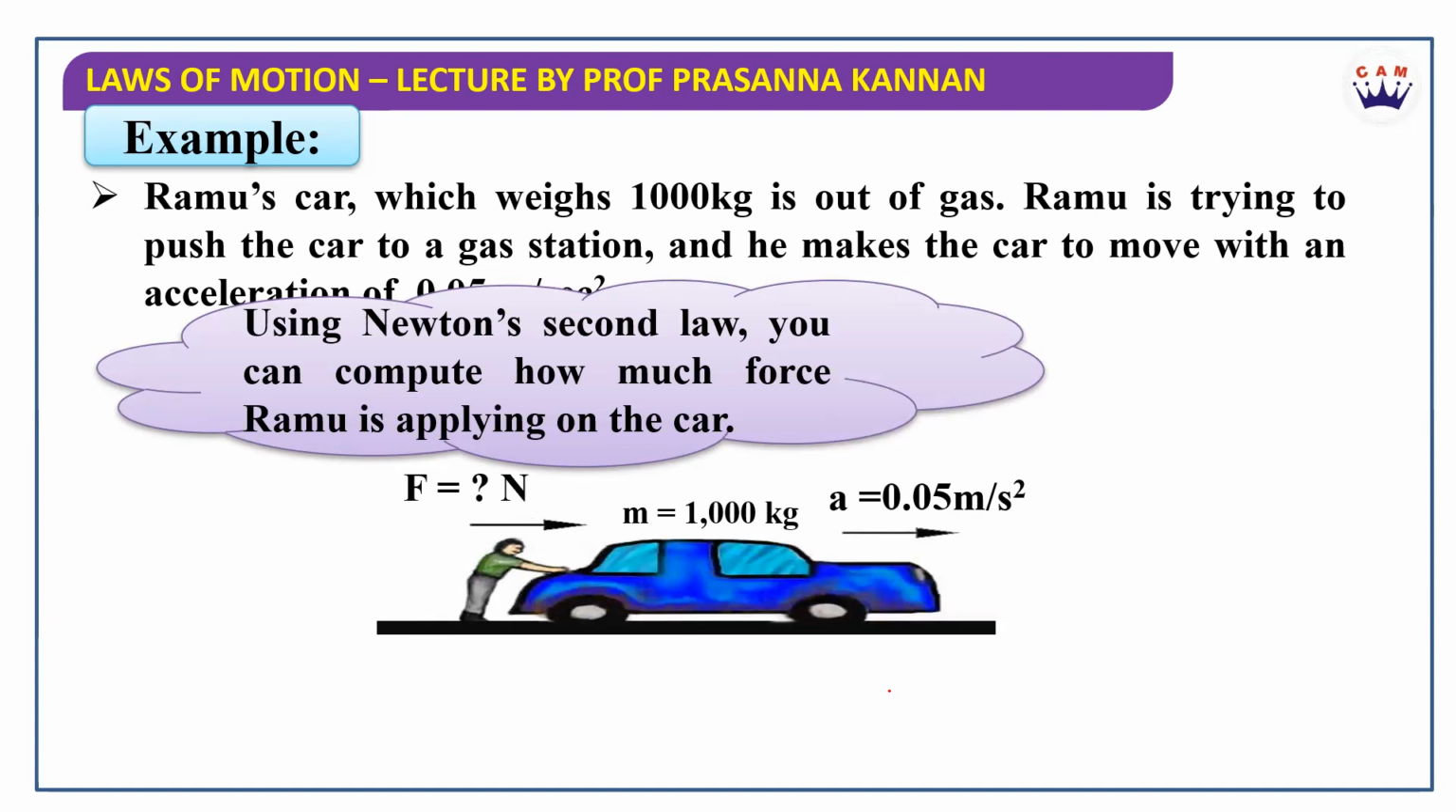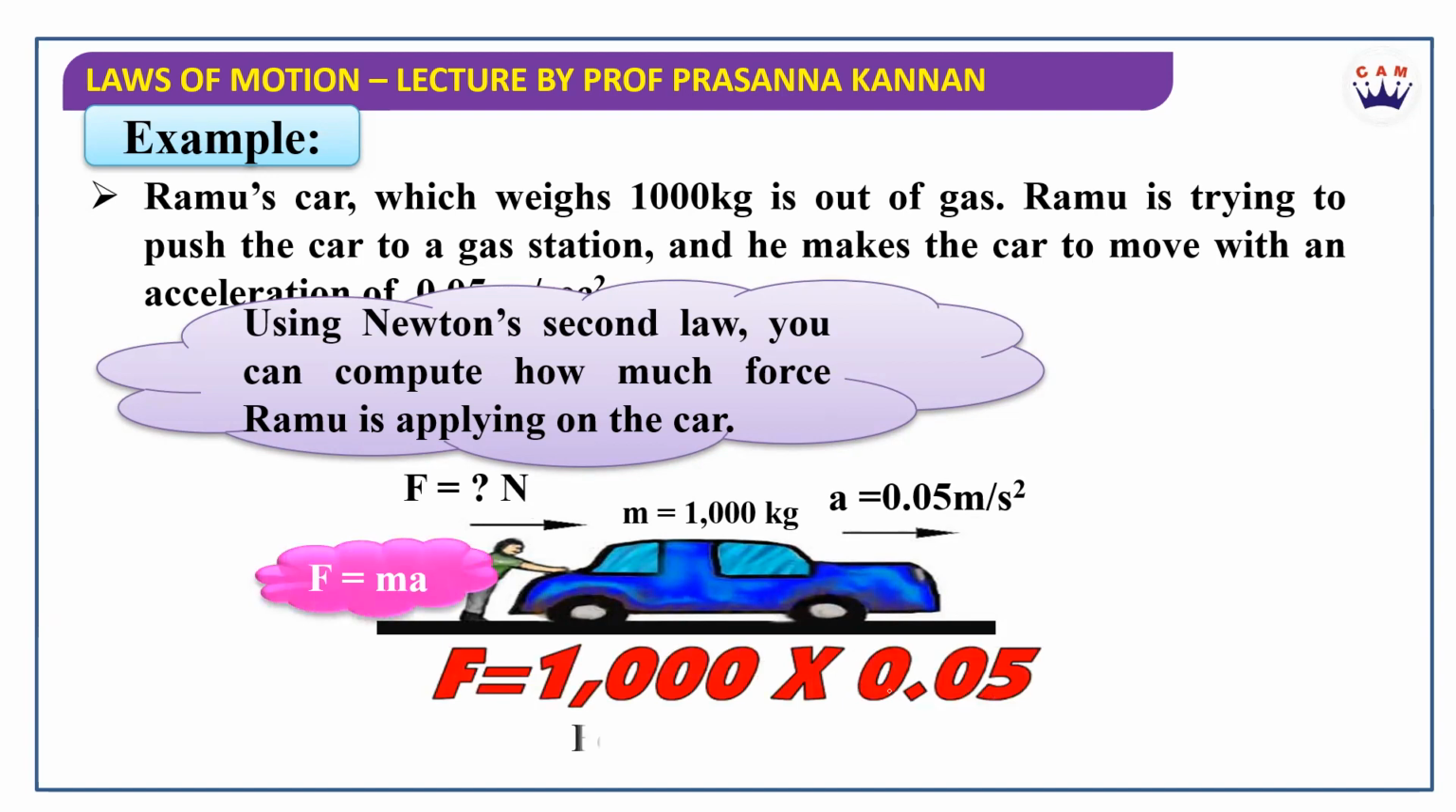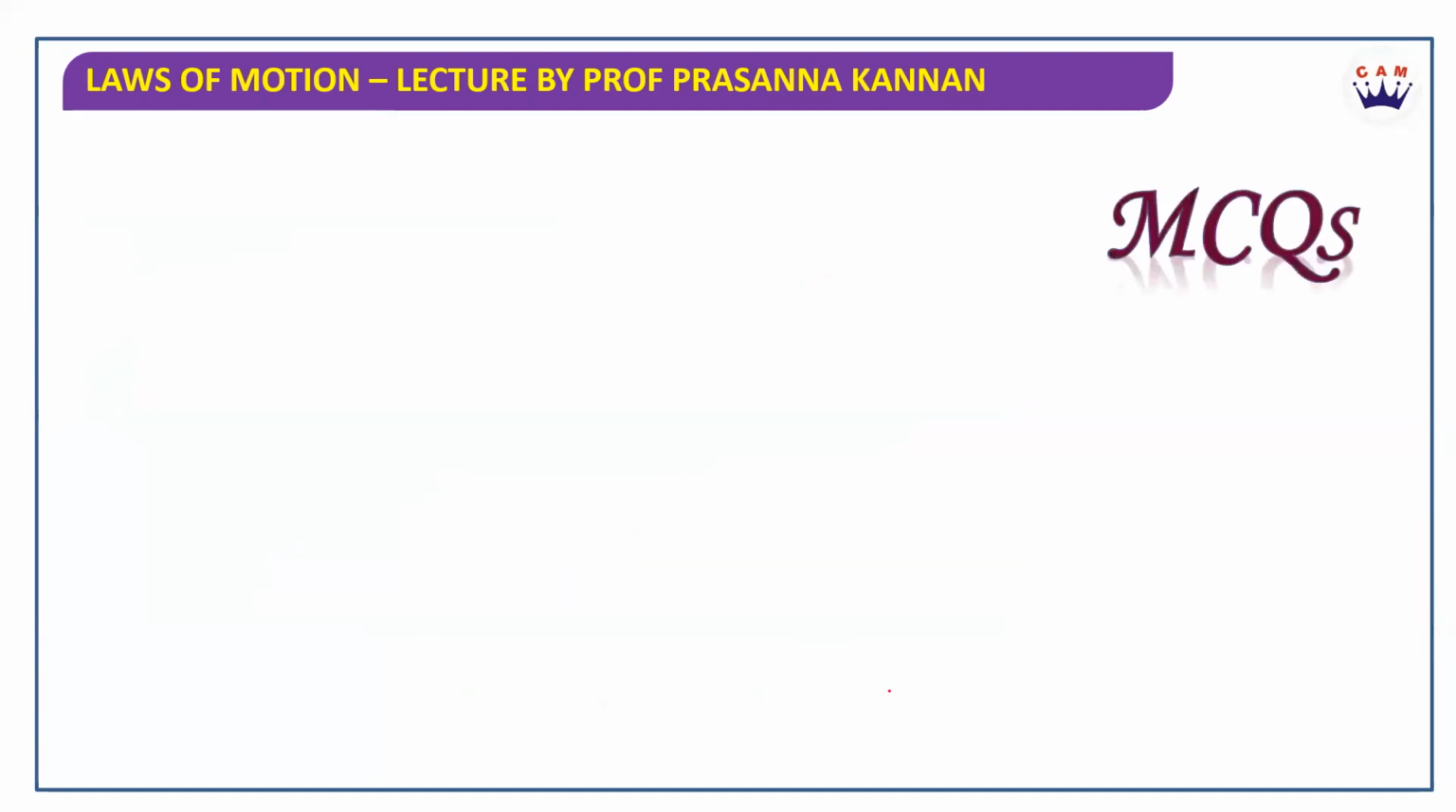F is equal to MA. That's 1000 into 0.05, which is 50 Newton he must have given. Then he would have produced that acceleration. Direct formula: F is equal to MA.